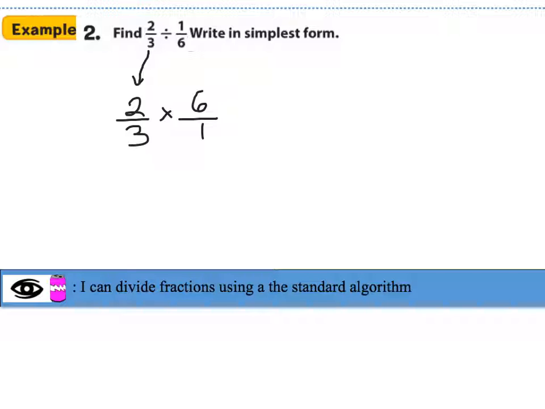Now we can cross cancel. So I'm going to look at my 3 and the 6 right here. Here's the 6 and here's the 3. I'm going to say 3 can go into 3 one time, and 3 can go into 6 twice. So now I made my life a little bit easier. I can multiply these smaller numbers. On the numerator, 2 times 2 is 4, and on the denominator, 1 times 1 is 1. So my final answer is 4/1, or 4.